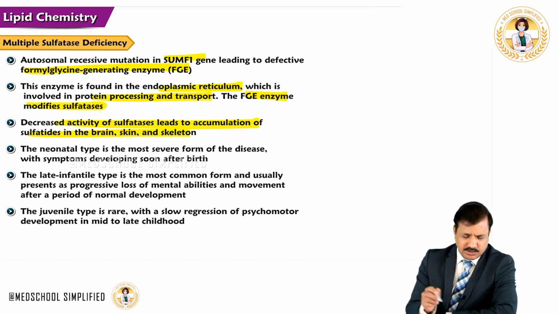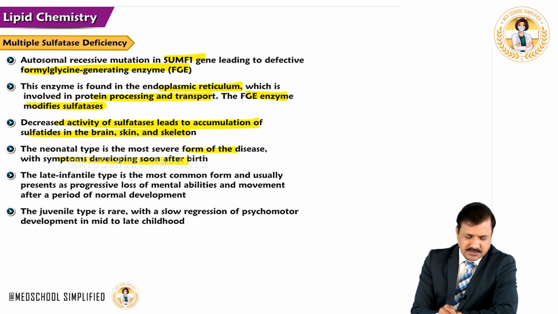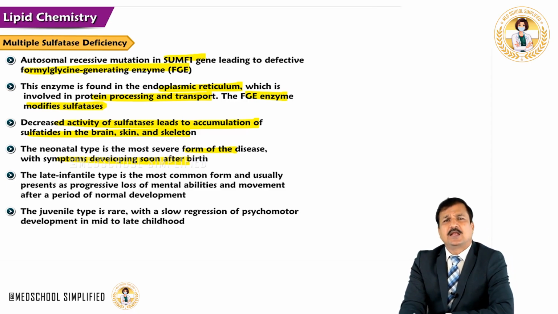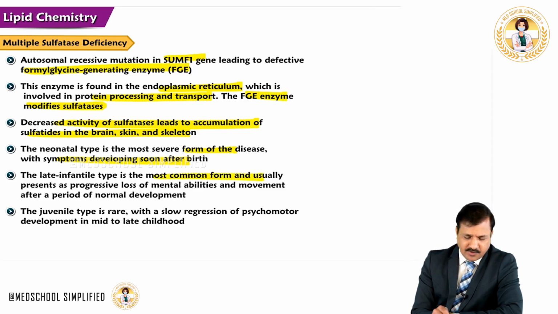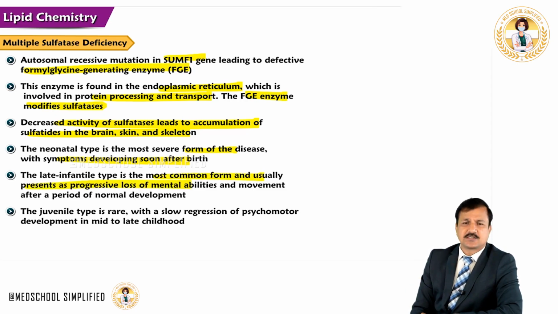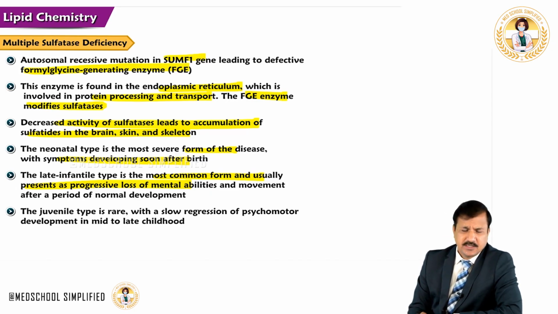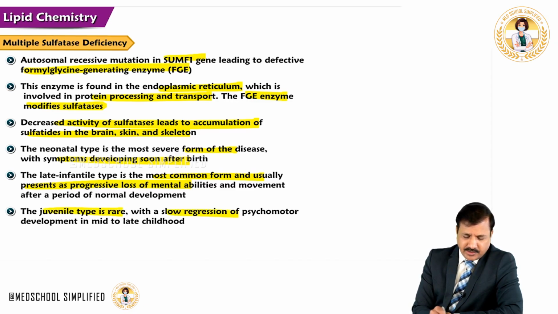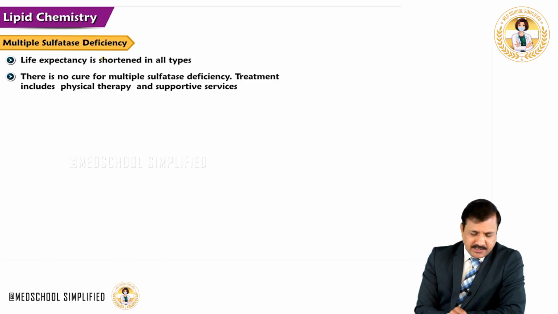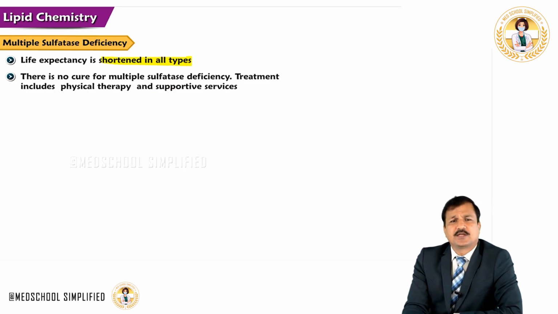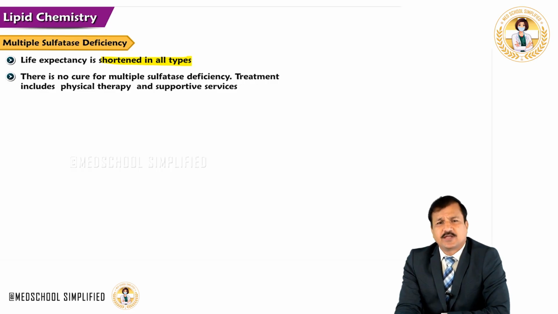The neonatal type is the most severe form of the disease, with symptoms and signs developing soon after birth. And the late infantile type is the most common form and usually presents with progressive loss of mental abilities and movement after a period of normal development. And the juvenile type is rare with a slow regression of psychomotor development in mid to late childhood. Life expectancy is shortened in all types and there is no cure for multiple sulfatase deficiency currently available, and treatment includes physical therapy and supportive services.